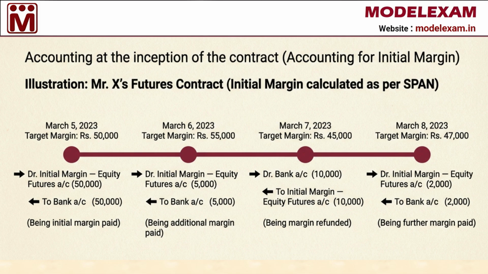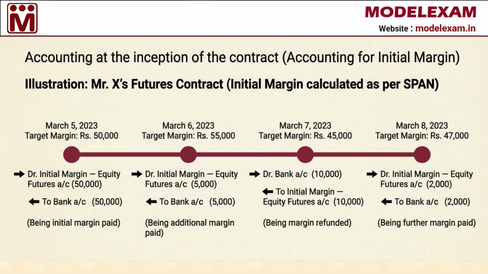the same account. To see how this works in a real world scenario, let's follow a trader named Mr. X. On March 5th, 2023, he starts a futures contract and pays an initial margin of 50,000 rupees. The very next day, on March 6th, 2023, the requirements change and he pays an additional 5,000 rupees.